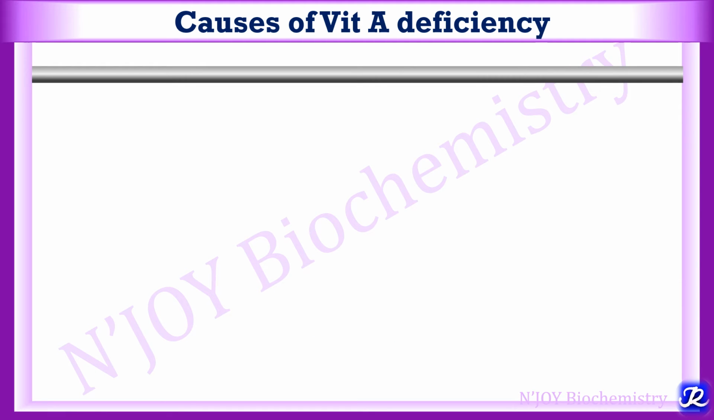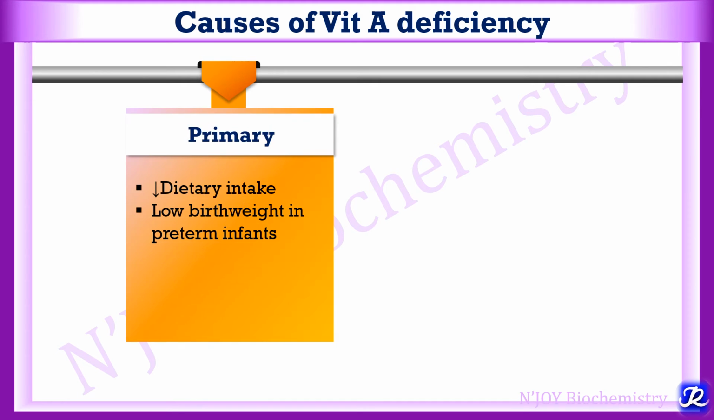Now coming to vitamin A deficiency, the deficiency of vitamin A manifests only if the diet is devoid of the vitamin for a period of 2 to 3 months, as the hepatic stores are sufficient to meet the requirement for a long period. Now what are the various causes of vitamin A deficiency? So there are primary causes and secondary causes. The primary causes include less dietary intake, and low birth weight in preterm infants.